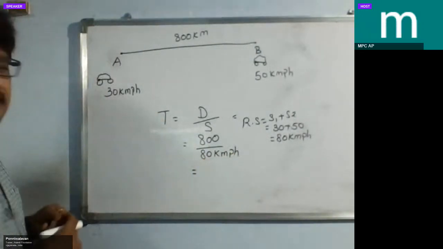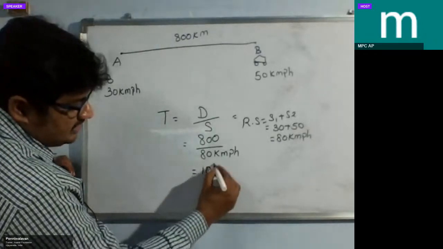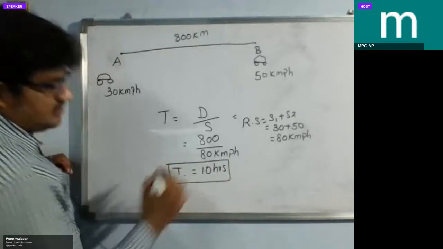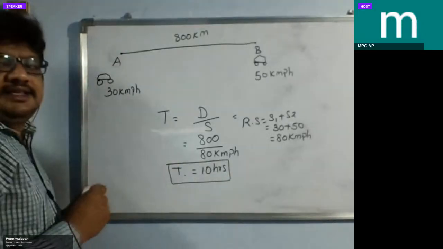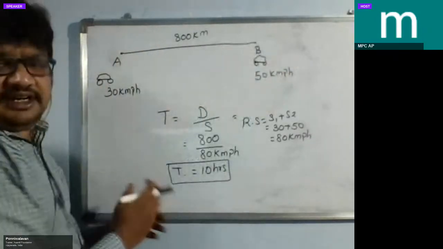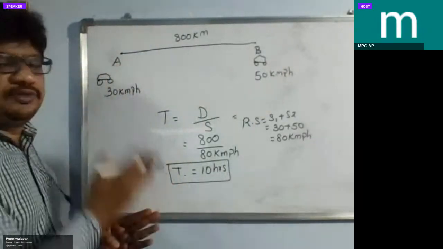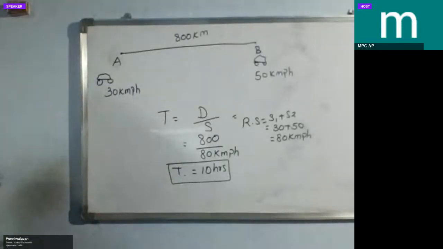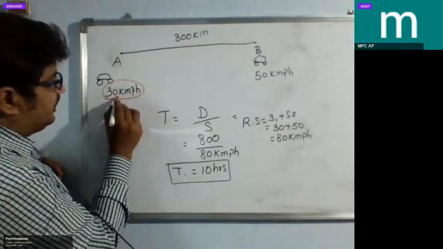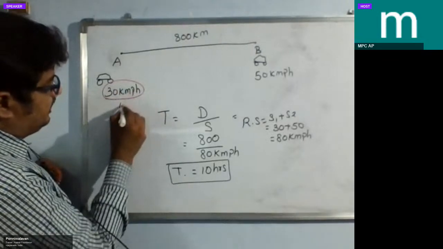80 kilometer per hour. This means how many hours? 10 hours. So A travels 10 hours, B travels 10 hours. At some point they meet. That means this car travels at 30 km per hour for 10 hours.